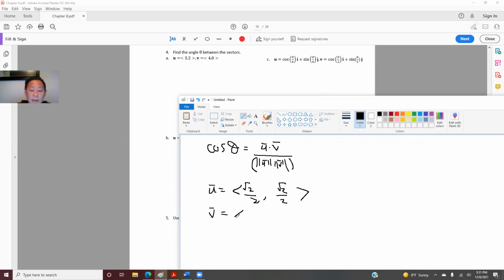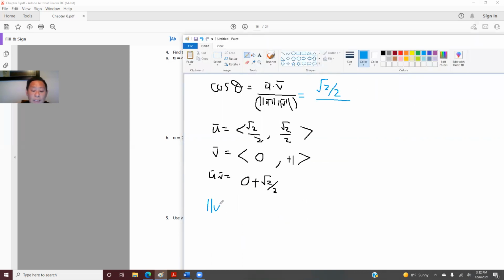Vector V in this case, we can also change this into component form. Cosine 90 degrees is 0, and sine 90 degrees is 1, because 90 degrees is up 1 if you look at your unit circle. So now we need to do the U dot V. U dot V means you multiply the first component, you get 0, and you multiply the second component, you get root 2 over 2. And you add that. So this times 0 is 0, this times 1 is root 2 over 2. So your U dot V is root 2 over 2.